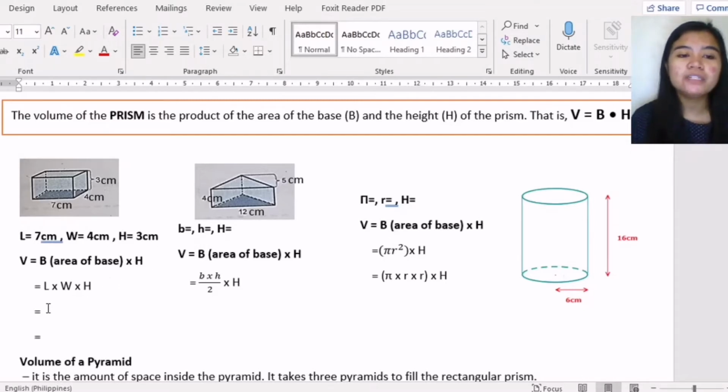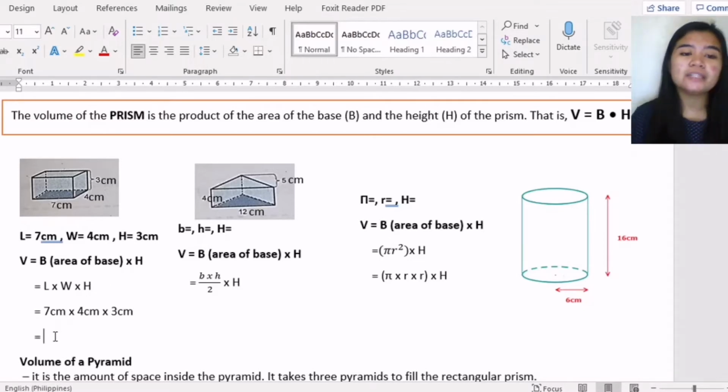Then, after that, let's substitute. Ano yung L natin dito? Ang L na isinulat natin ay 7 cm. Ilagay natin 7 cm and then copy multiplication symbol. And then W or the width, which is 4 cm. And then copy again multiplication symbol and then our h or height, which is 3 cm. Nag-substitute lang tayo.